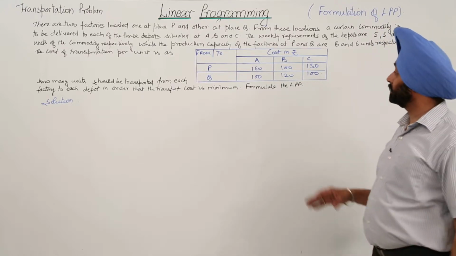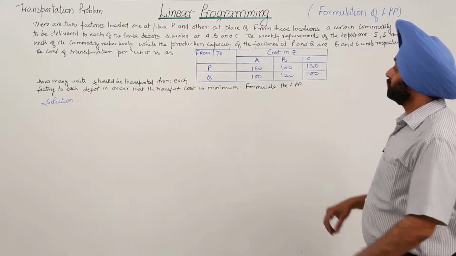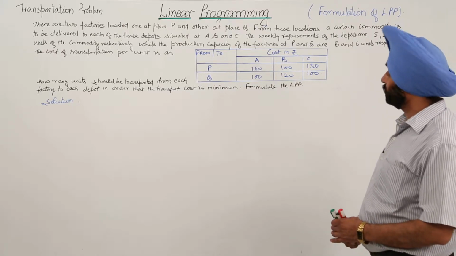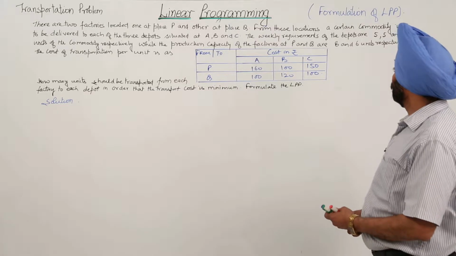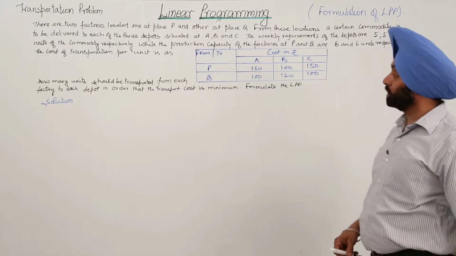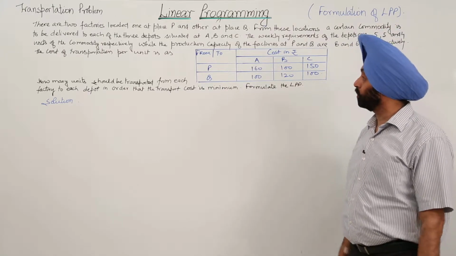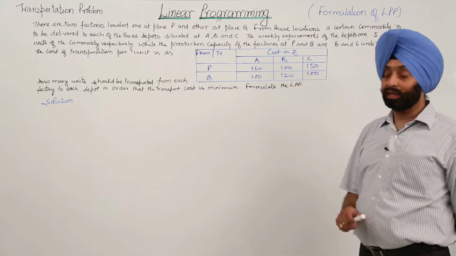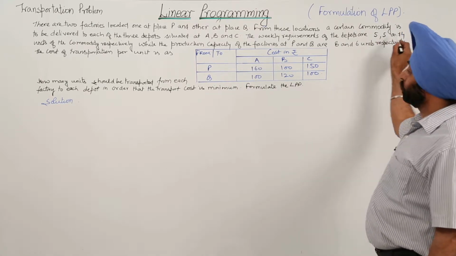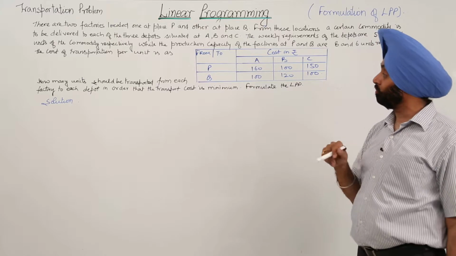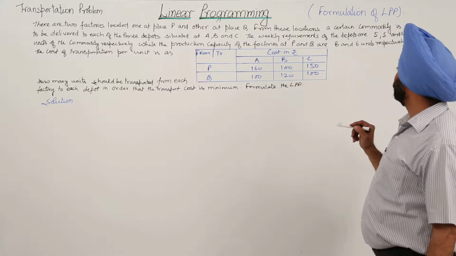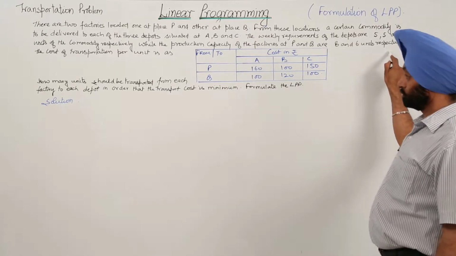Transportation problem, and a very interesting problem. Now there are two factories located, one at place P and the other at place Q. From these locations a certain commodity is to be delivered to each of the three depots situated at A, B and C. The weekly requirements of the depots are 5, 5 and 4 units of the commodity respectively, while the production capacity of the factories at P and Q are 8 and 6 units respectively.